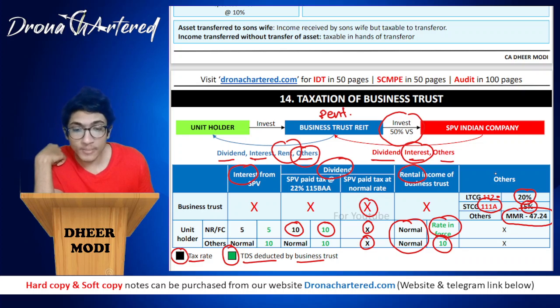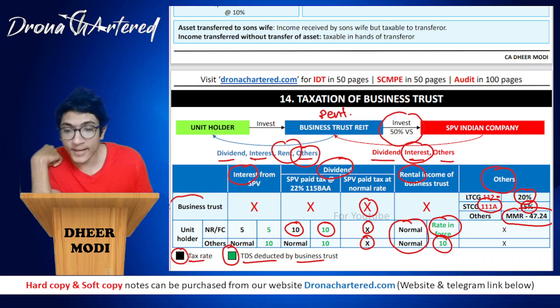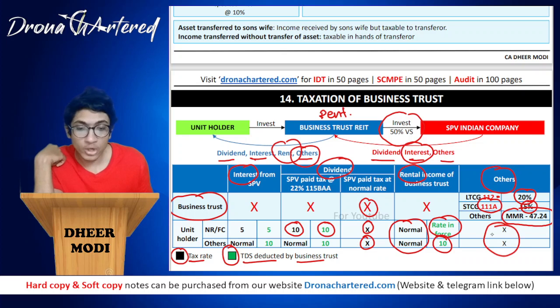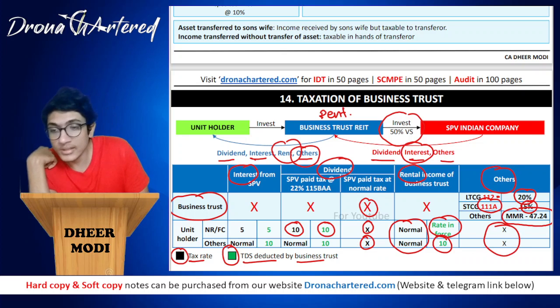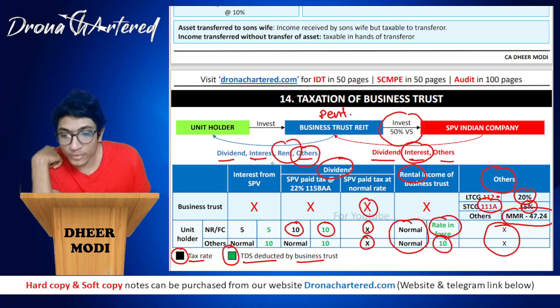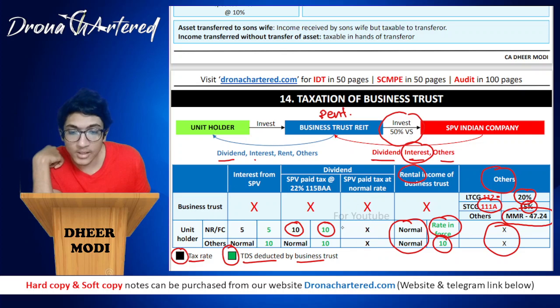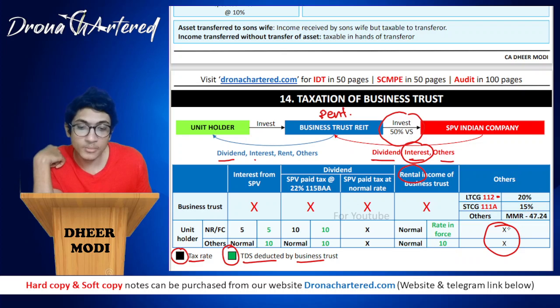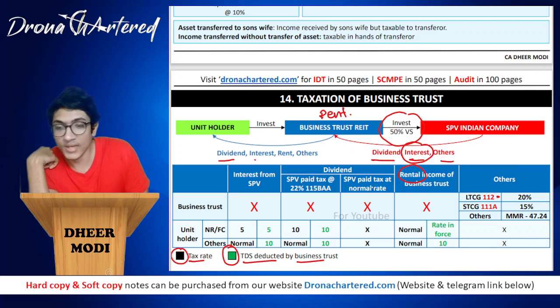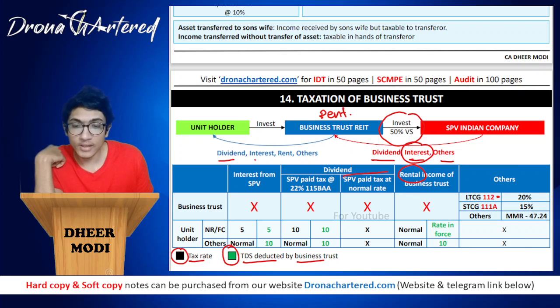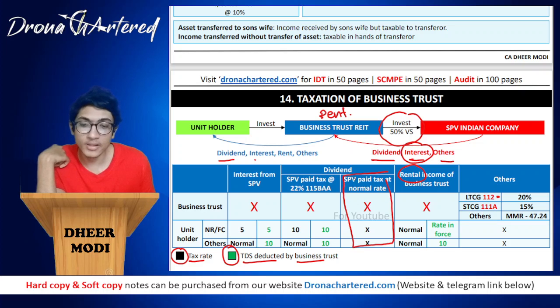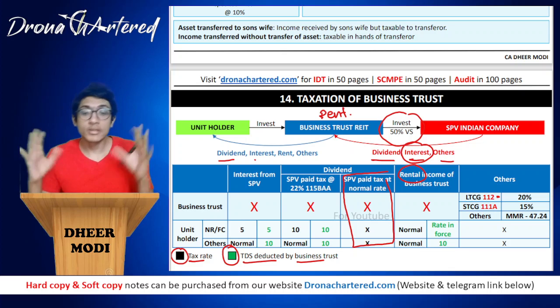Clear? And since my other income has already been taxed to the business trust, it will not be taxed to the unit holder. If you spend some time analyzing this table, you will see that if my income is taxed to any one of them, it is not taxed again to anyone else. And this is a unique case where my income is not taxed to anybody. This is because my SPV has already paid tax at normal rate. Clear? So with this we are done with the chapter.